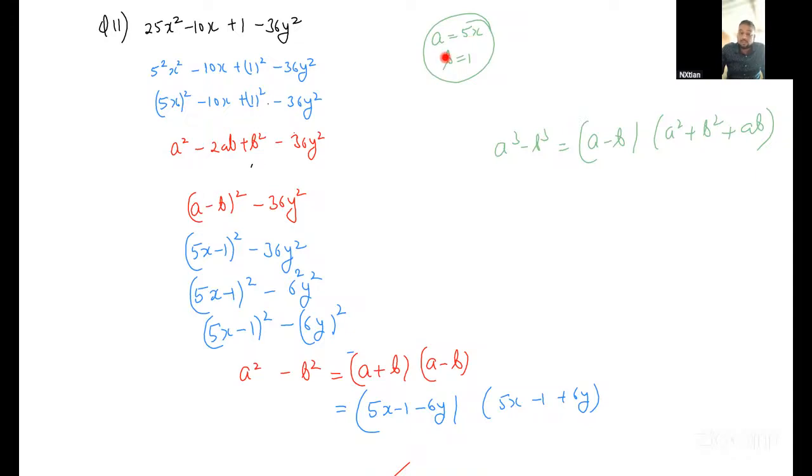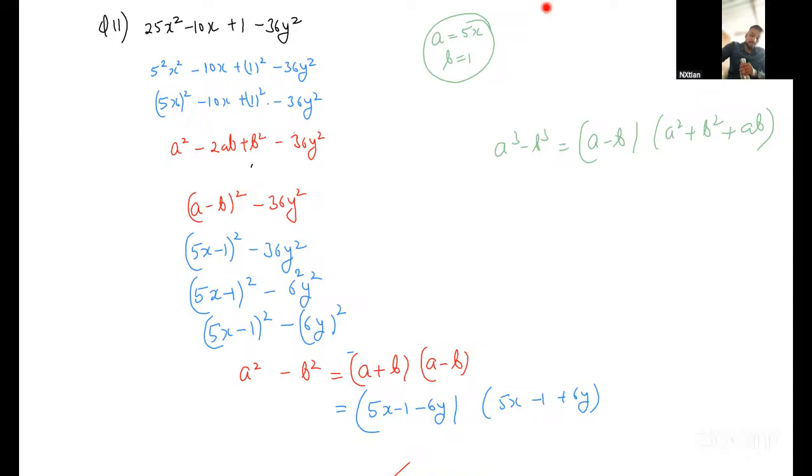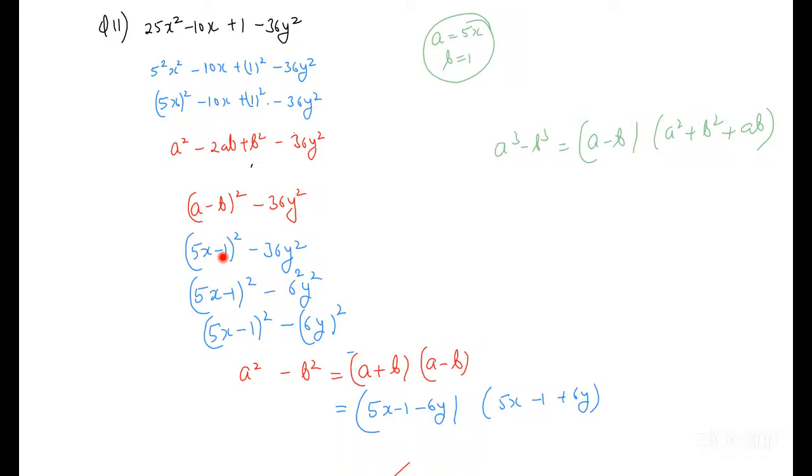Did you understand, guys? Yes or no? Now it is in the form of a minus b whole square. So a square minus 2ab plus b square can be written as a minus b whole square. Did you understand? Ask me, guys, if you didn't understand, please. No, I got it till here. Yes, please, Joshua. Can you explain it again?